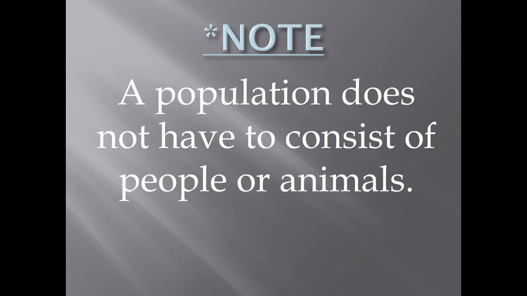There's no animal, there's no people involved in that. It's a population of things. So try not to misconceive the fact that populations are living individuals. They are not. They can be, but they don't have to be living individuals. So let's take a look at an example.